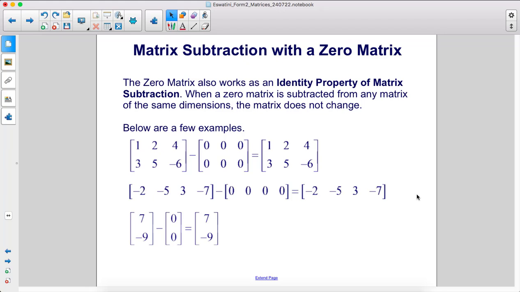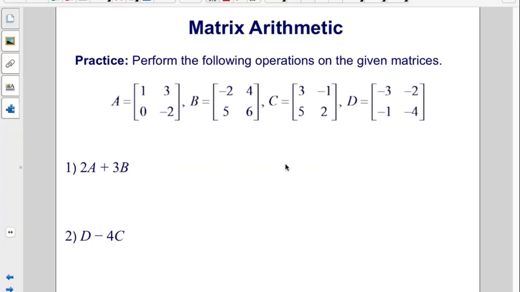The zero matrix also works as an identity property of matrix subtraction. When a zero matrix is subtracted from any matrix of the same dimensions, the matrix does not change. Below are a few examples.